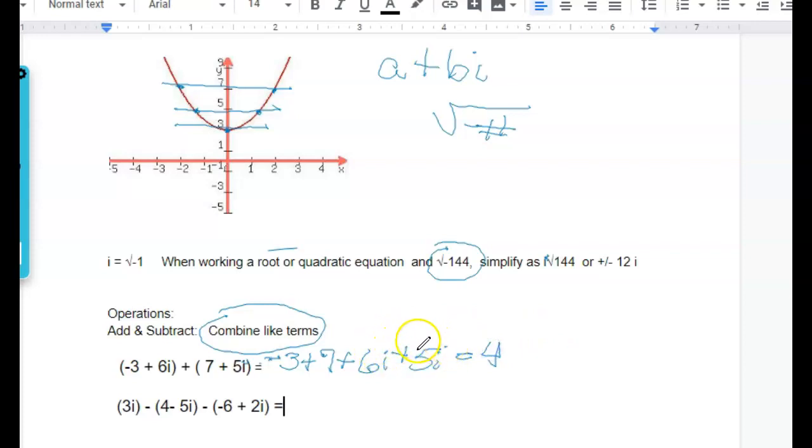What I get then is 7 minus 3, which is 4, and 6i plus 5i. The i's kind of act like an x or an a or a b or whatever variable you want to call it, so they don't change when I add. I have 6 i's and 5 i's, which is 11 i's.